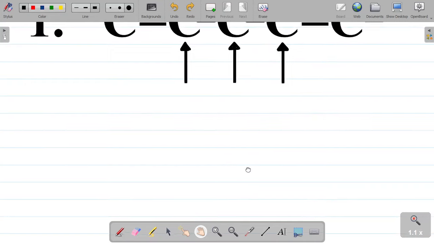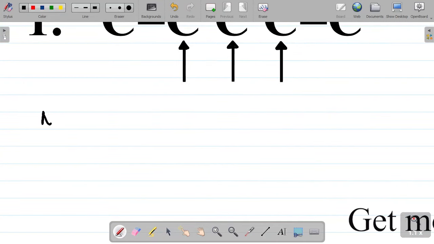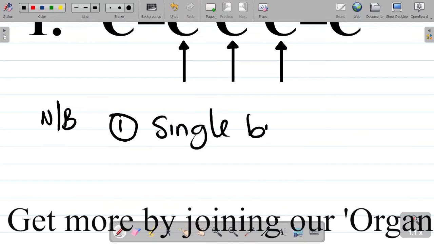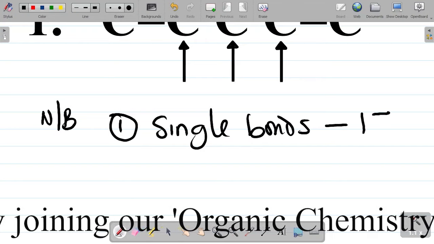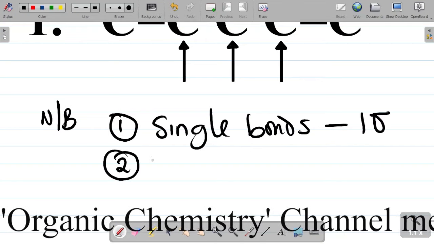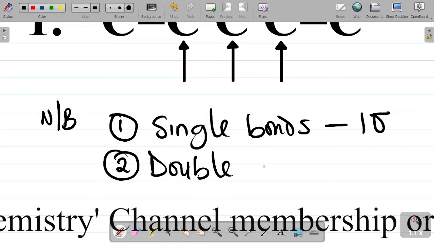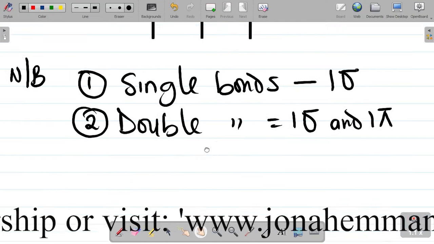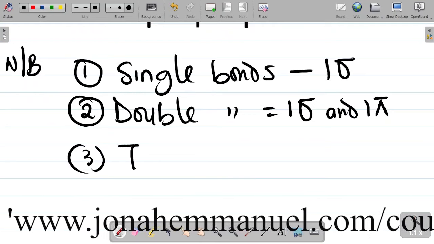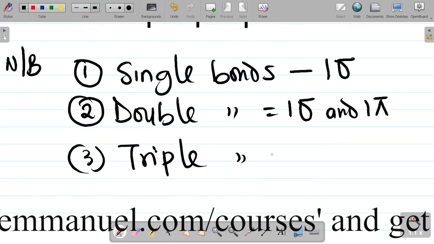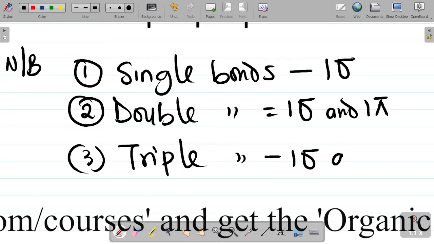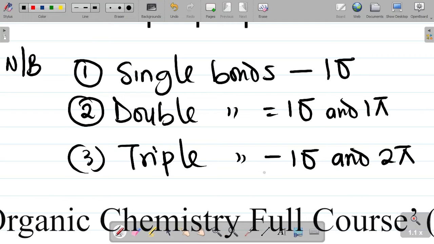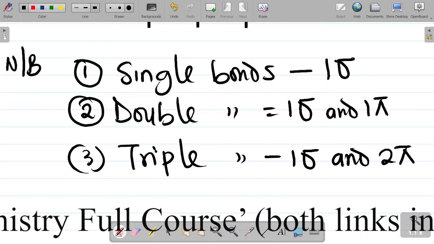For sigma and pi bonds, note this. Number one, single bonds have just one sigma bond. Number two, double bonds have one sigma and one pi bond. Number three, triple bonds have one sigma and two pi bonds. With this concept, you can always answer the number of sigma and pi bonds in any highlighted atom. Now that's one.